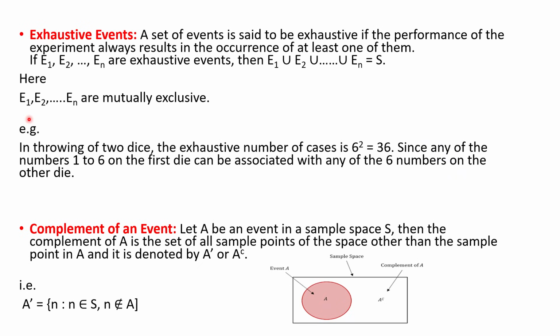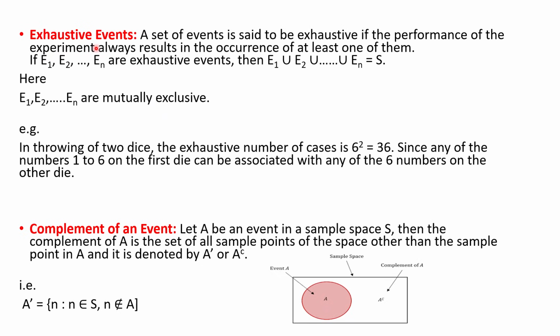And also, E1, E2, up to En are mutually exclusive also. Means if one happens, then the other will not happen. If E1 happens, then E2 will not happen, or E3 will not happen, or En will not happen. Okay? This is the meaning of mutually exclusive events.